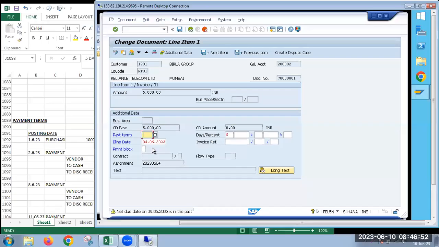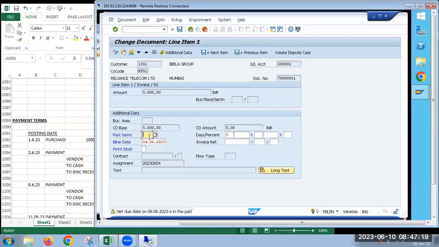It will be overdue because we have already closed 5 days from the 4th. Today we are on the 10th. We already got the warning message as well: the net due date is on the 9th, 4 plus 5, and it's in the past because it's already overdue. One more thing I have to show you is that these are some of the fields we can edit even after posting.